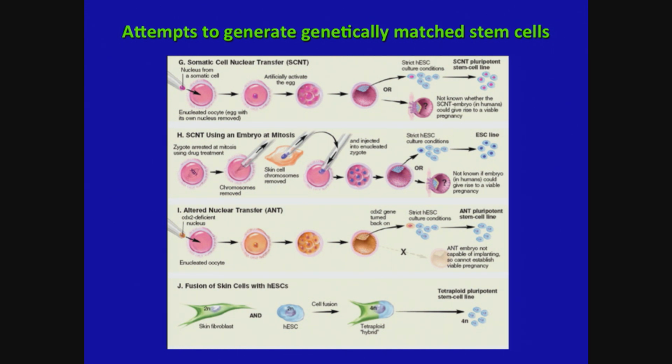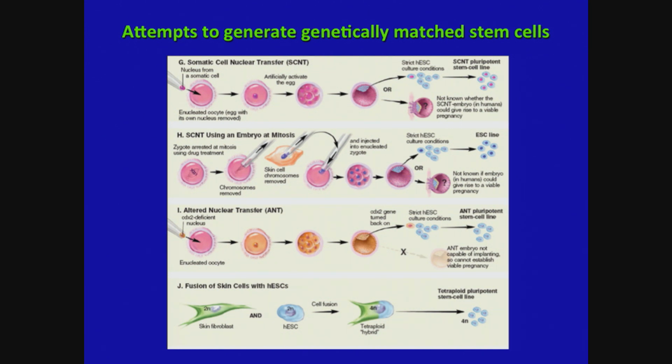And then you can introduce this nucleus into an enucleated egg. So you start with an egg too, but you remove the nucleus of that egg, and you put the nucleus of the cell that you would like now to have the genetic identity of. So that's why it's called cloning, okay? Or somatic cell nuclear transfer. And then you artificially activate that egg. People use either chemicals or an electrical current, and then these eggs start dividing.